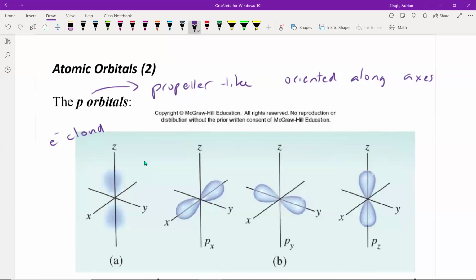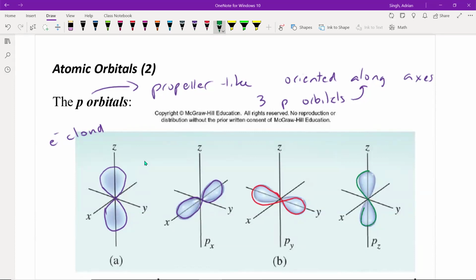And all we do is put a line around where that highest probability is, and you end up with something that looks like an hourglass shape, or a figure of 8, or an infinity sign. For the p orbitals, remember now we have 3 p orbitals, and they're oriented along the axes. There's one oriented along the x-axis here, so that's this one. There's one oriented along the y-axis, so that's the py. And there's one oriented along the z-axis, that's the pz.